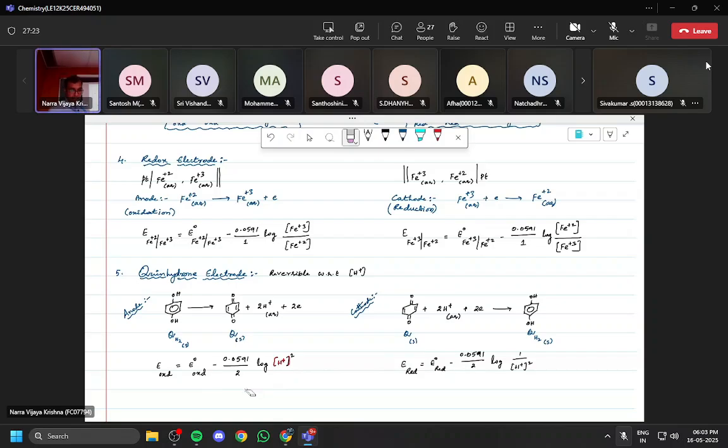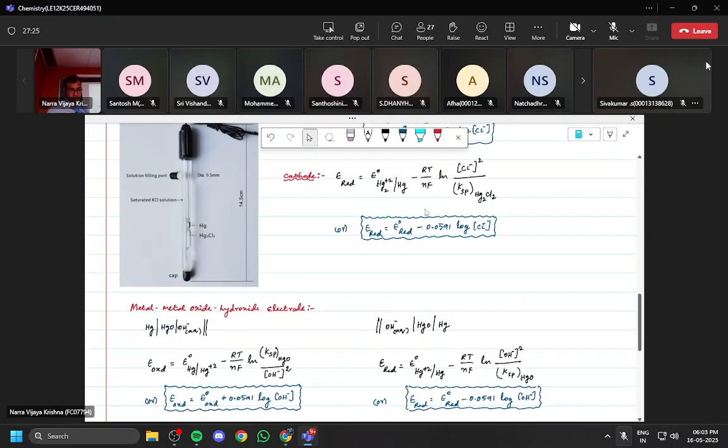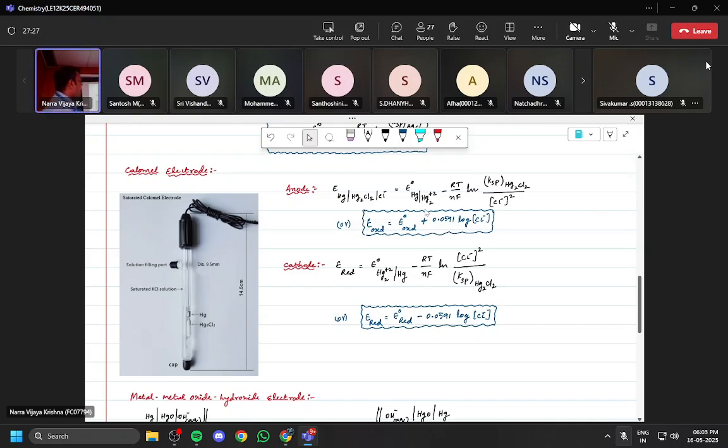Now, in the same way, if I take the calomel electrode, can I say the calomel electrode is a reversible electrode with respect to the concentration of Cl minus? If I keep on changing the Cl minus concentration, can I make it reversible or not? For example, take the second reduction process. If I keep on increasing the concentration of Cl minus here, what happens?